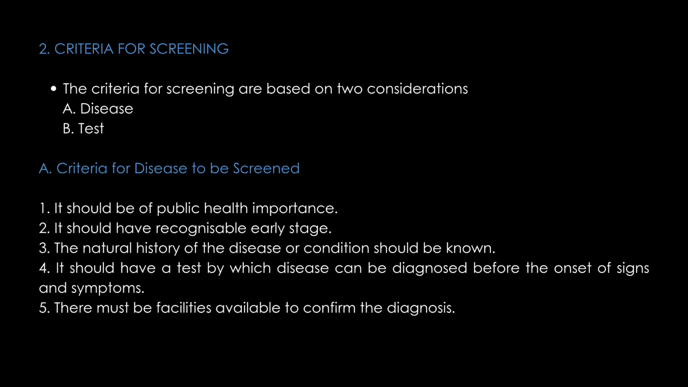The criteria for screening are based on two considerations: criteria related to disease and criteria related to the test. So the criteria for a disease to be screened are: the disease should be of public health importance, it should have a recognizable early stage, the natural history of the disease or the condition should be known, it should have a test by which the disease can be diagnosed before the onset of signs and symptoms. There must be facilities available to confirm the diagnosis.